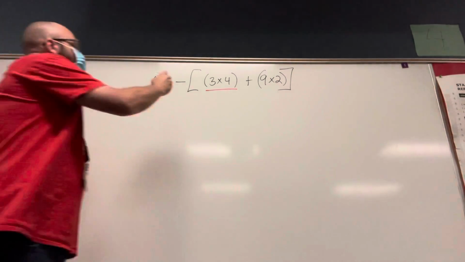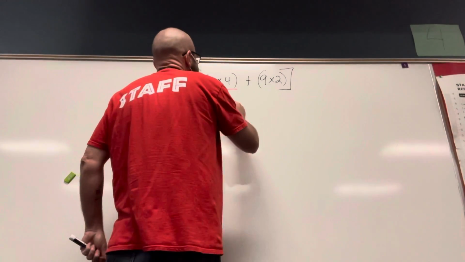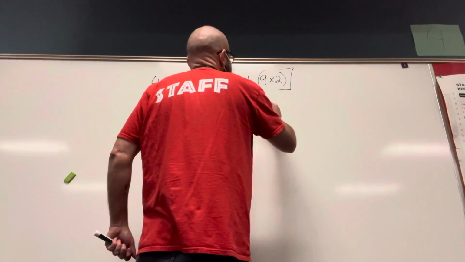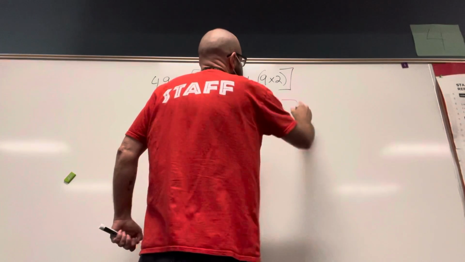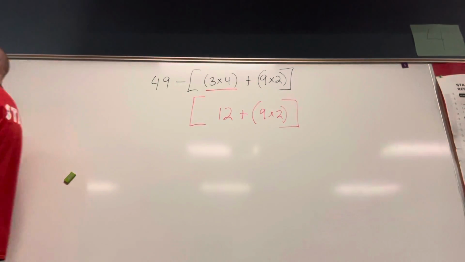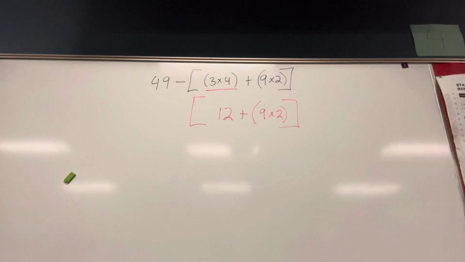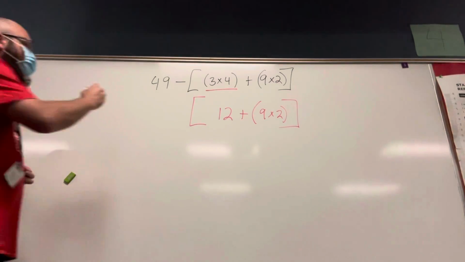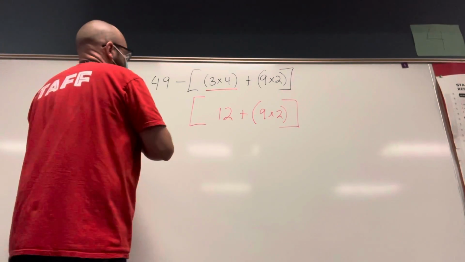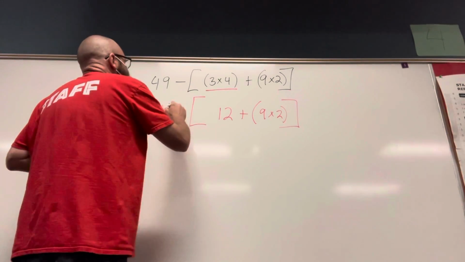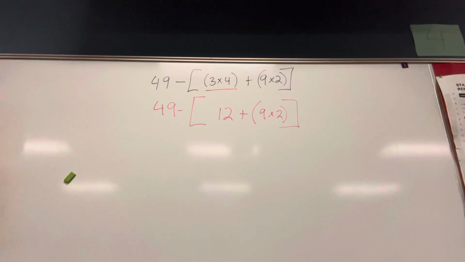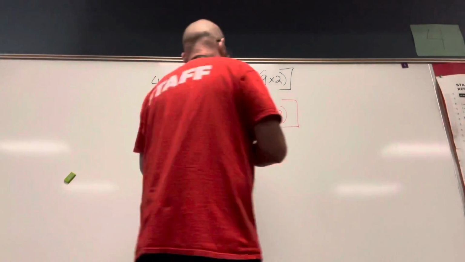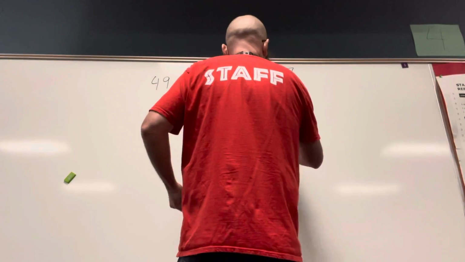12. Okay, so we're still inside our brackets. We have 12, plus 9 times 2, and still inside of our brackets. Carly, I forgot my 49 minus. Do that in red. 49 minus. All right, Carly, we have a second set of parentheses, 9 times 2, and what does that equal, Carly? 18. So 9 times 2 is 18.